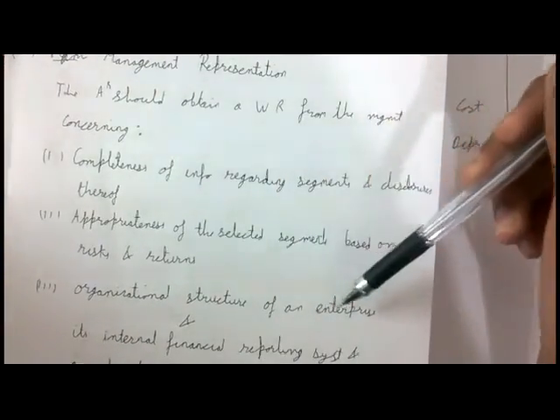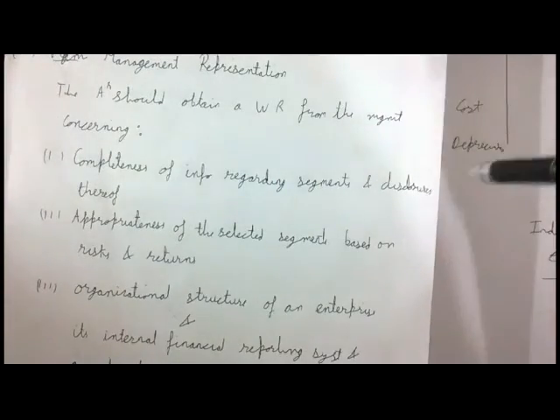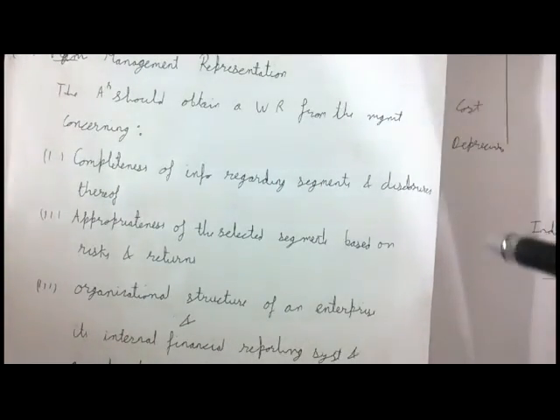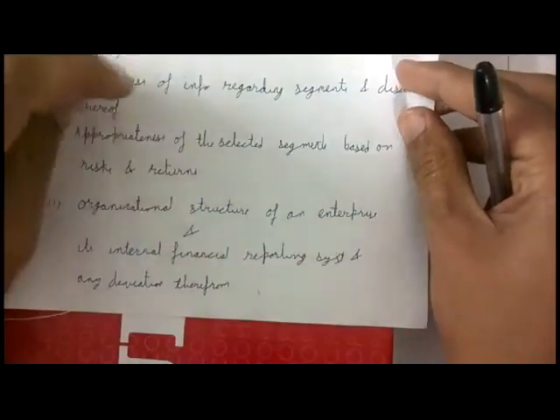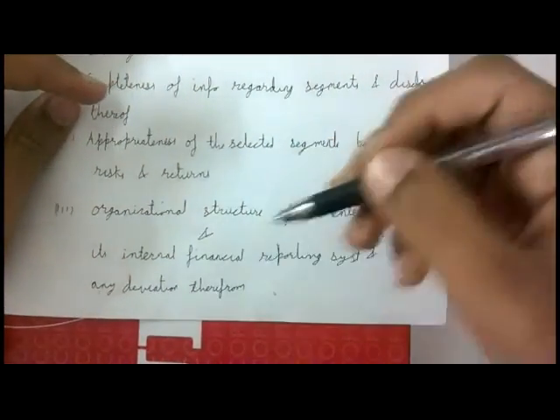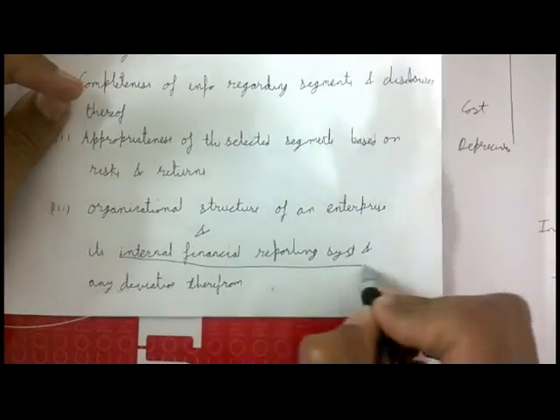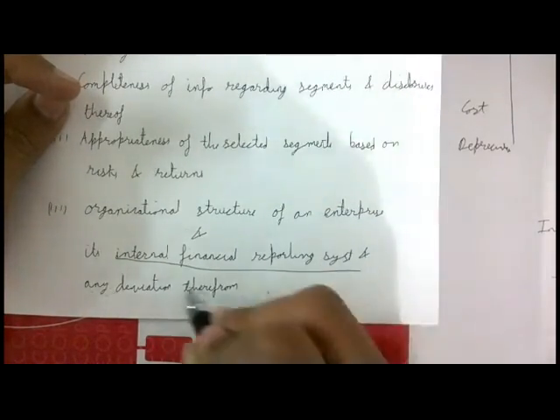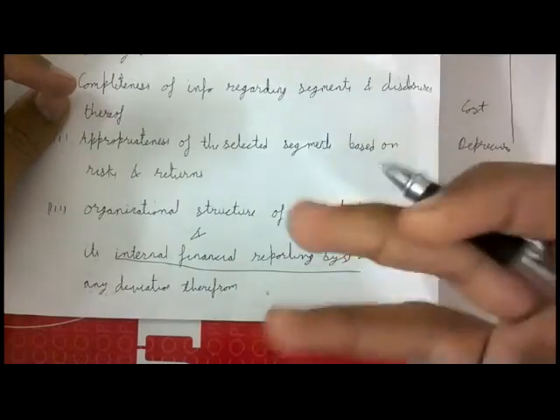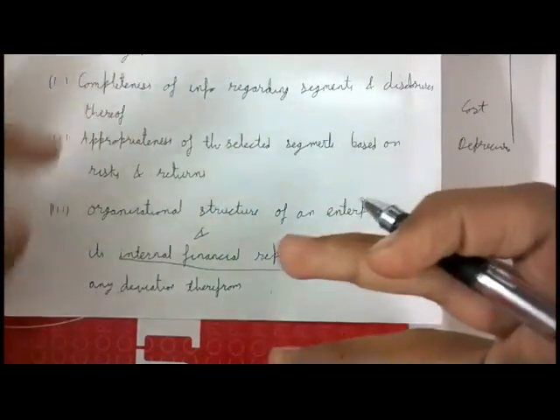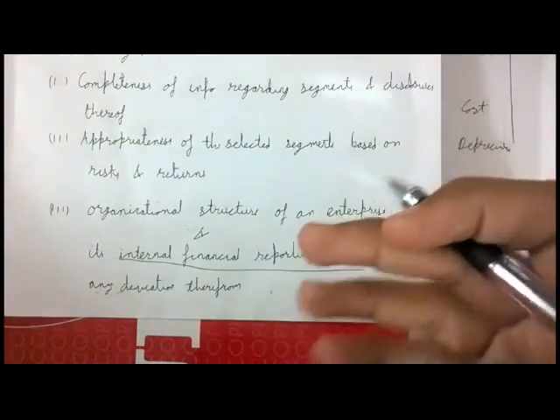Then the organizational structure of the enterprise: the management is going to give it in writing, the organizational structure of the enterprise and its financial reporting system, what financial reporting system it has. And if there is any deviation between this particular system and the internal financial reporting system, in that case you also have to give it in writing what kind of deviations there were.